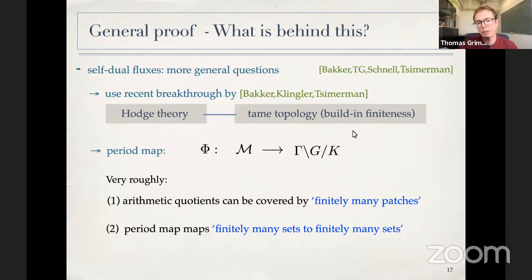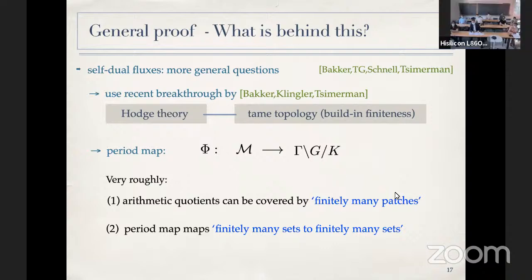And the important statement is that these spaces here are in general not algebraic. They don't have an algebraic structure. So you cannot use algebraic geometry to study them. You need to go beyond algebraic geometry, but they have some nice structure, which I'm going to introduce in the last part of the talk.